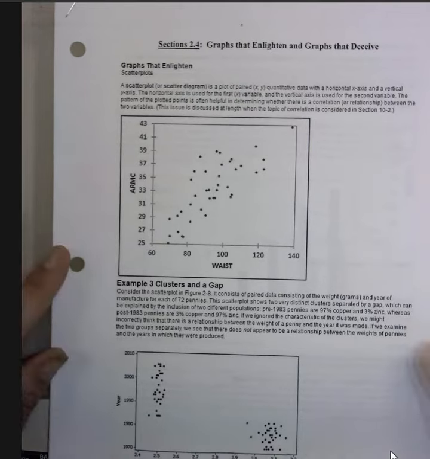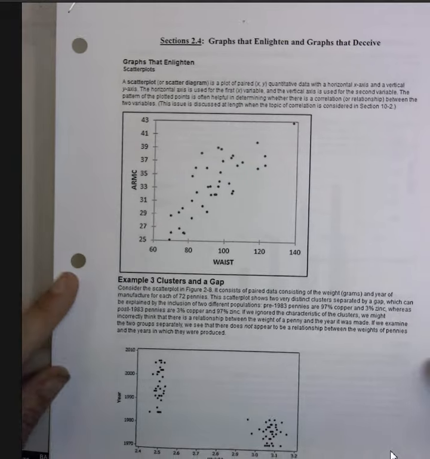So 2.4 is all about the different kinds of graphs. And the title of the section is Graphs That Enlighten and Graphs That Deceive. And so the first thing they go through are graphs that enlighten. So graphs that really show good relationships. They help convey the data in a meaningful way. And the first type of graph the book talks about is a scatter plot.